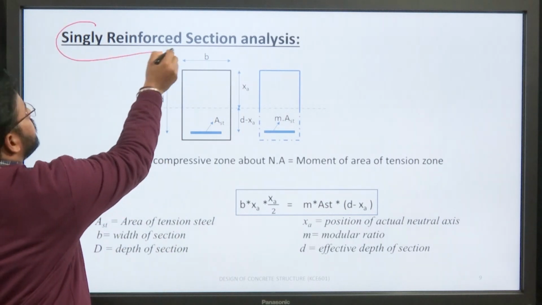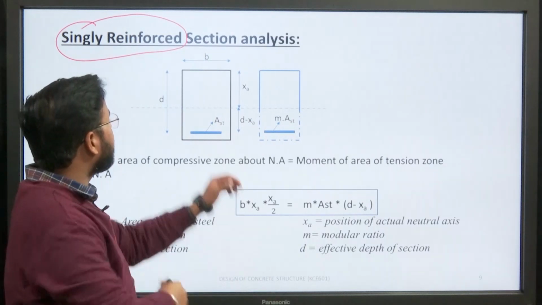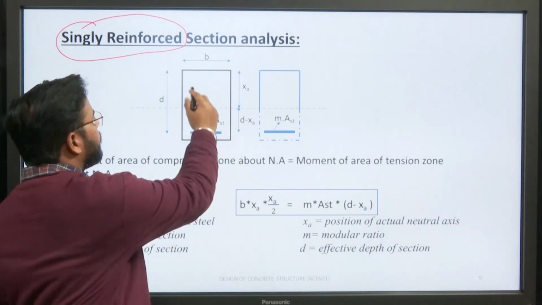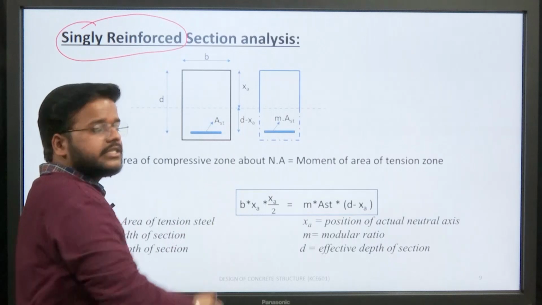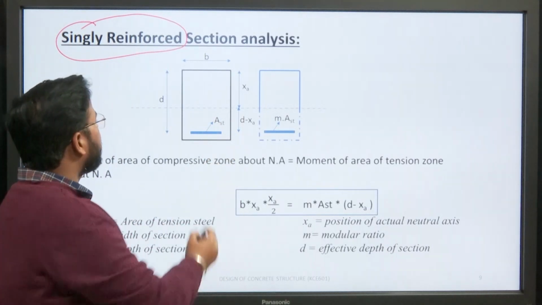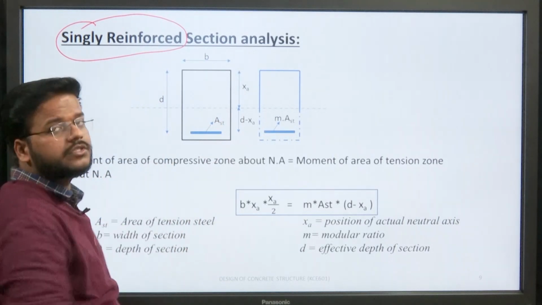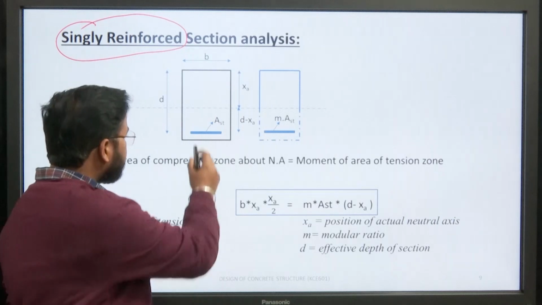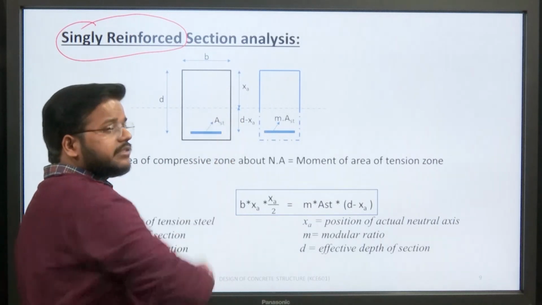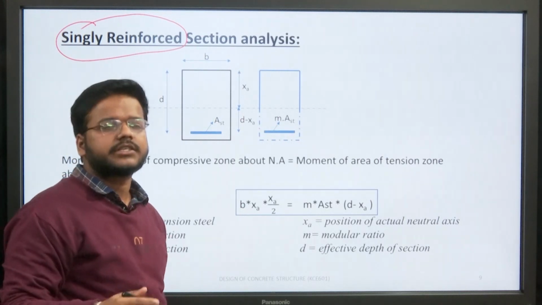Singly reinforced section means, as we discussed earlier, that above the neutral axis there is basically a compressive zone and below the neutral axis there is basically a tensile zone. So, when the steel is only placed in the tensile zone, then it is referred to as a singly reinforced section. And if we put steel in both the tensile as well as the compressive zone, then it will be a doubly reinforced section. We will discuss it further.